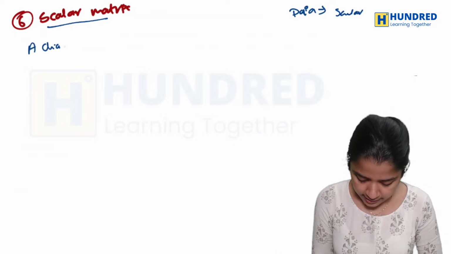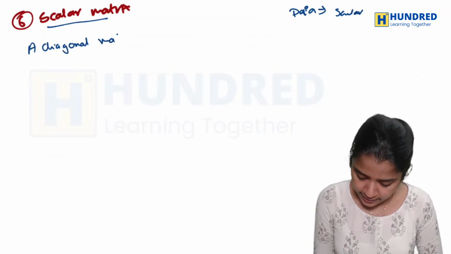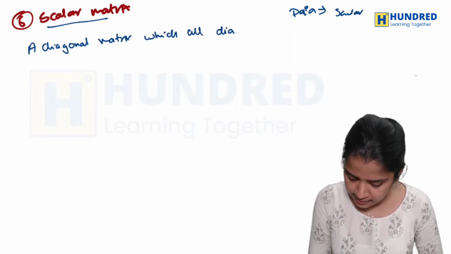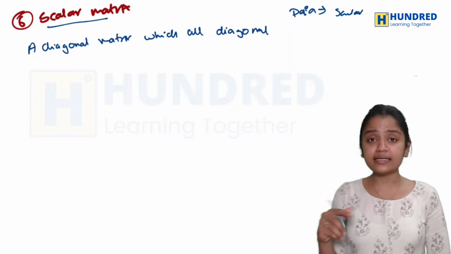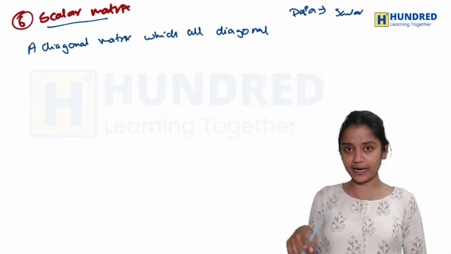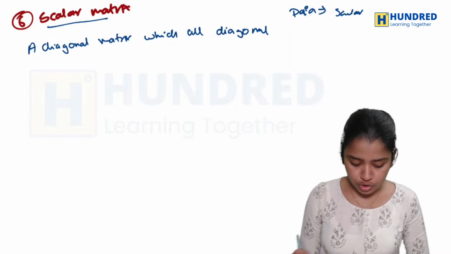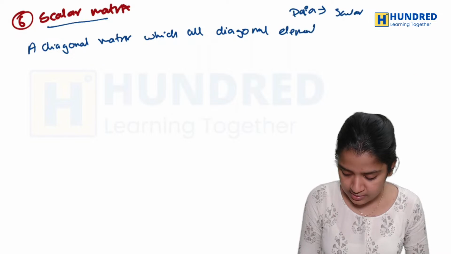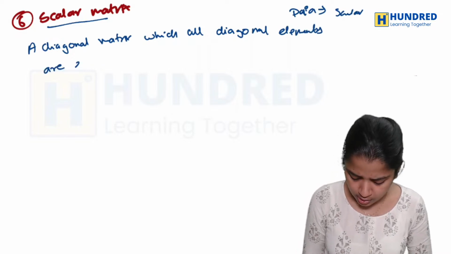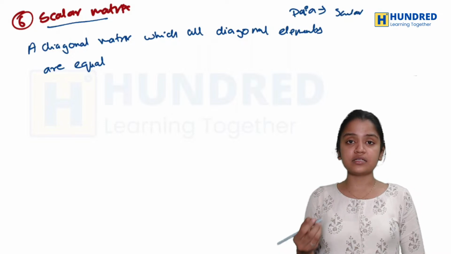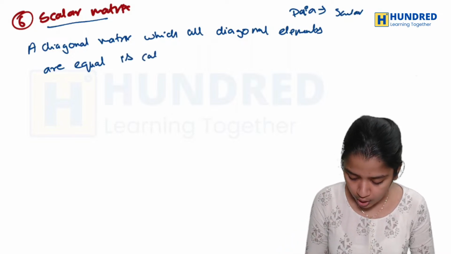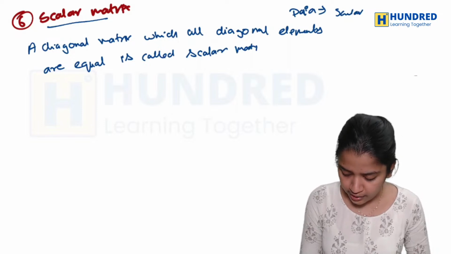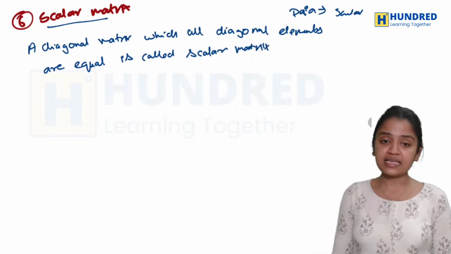So a diagonal matrix in which all the diagonal elements are equal, then you say it is a scalar matrix. So all the diagonal elements are equal, then it is called a scalar matrix.